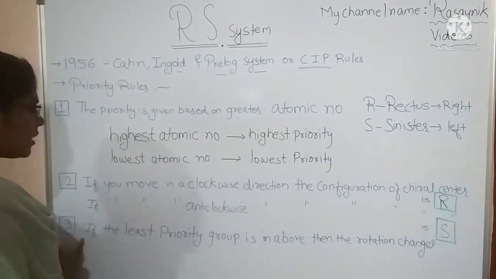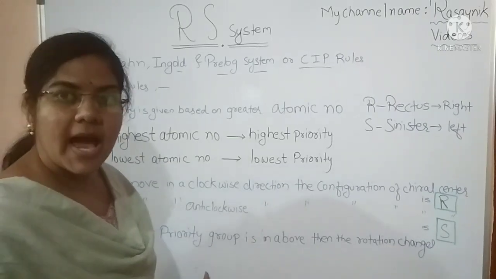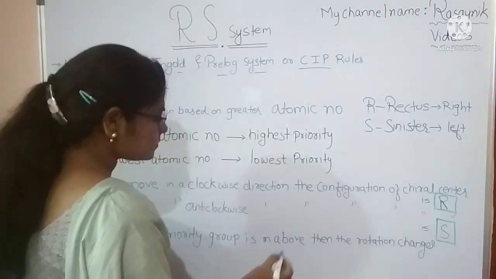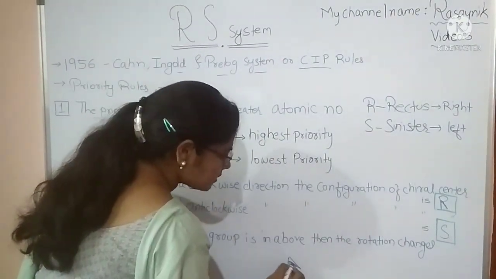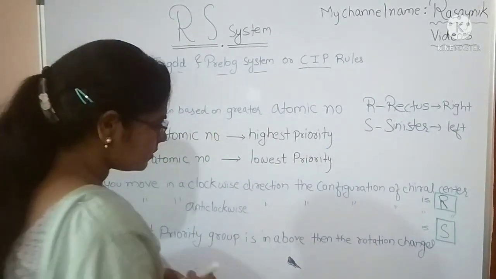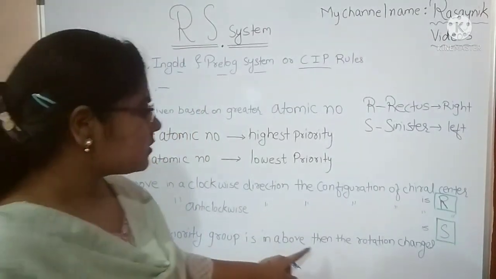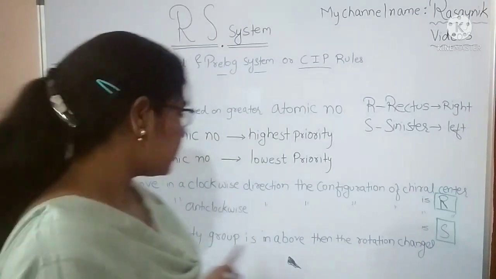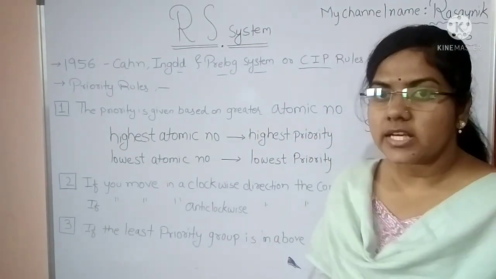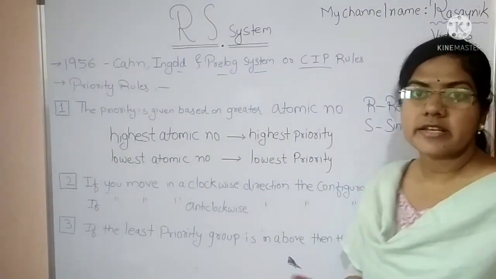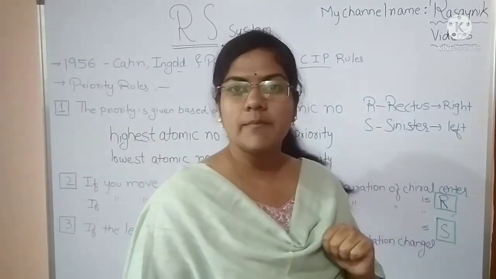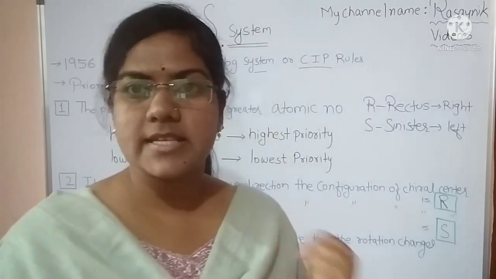Now the third rule: if the least priority group is on the above side, you know what is meant by above, this wedge type, then the rotation changes. What does it mean? If the least priority group is on the wedge, then the configuration changes from R to S or S to R. Now we take some examples so we can go in an easy way.